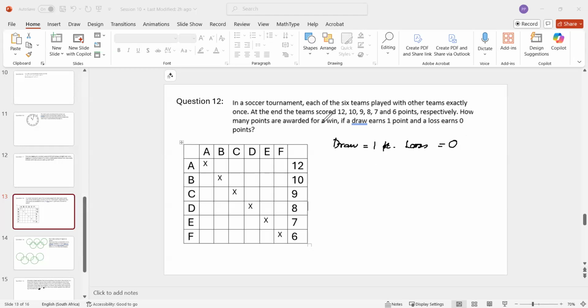And now the question is, how many points are awarded for a win if a draw earns 1 point and a loss earns 0 points? This looks like a very difficult problem because there are so many unknowns here. You don't know who's winning and who's playing and which is a draw and which is a loss and all that. And they just give you this little piece of information and they tell you what the total score for A, B, C, D, E, F are. That's all they tell you. So now you have to use logic to say how much information can I get from this? So the first question is, how many games were played?